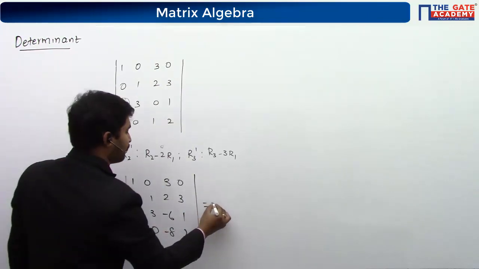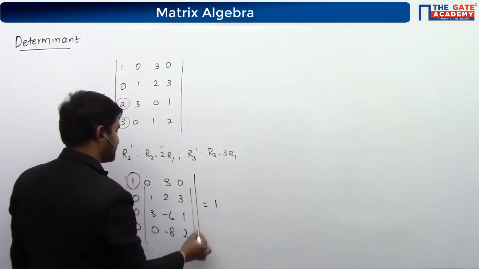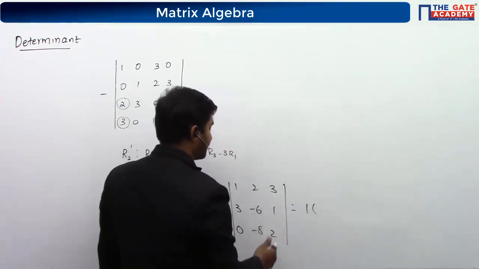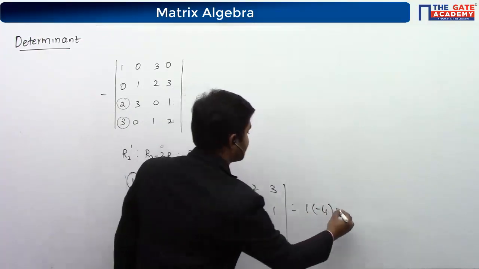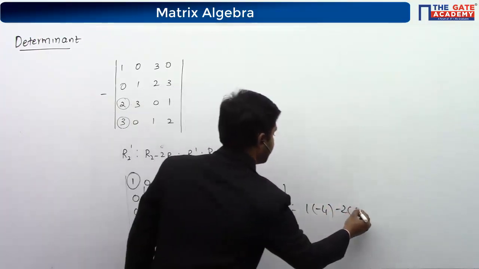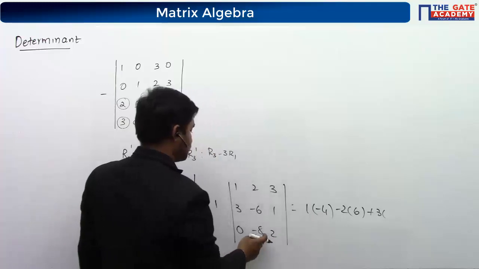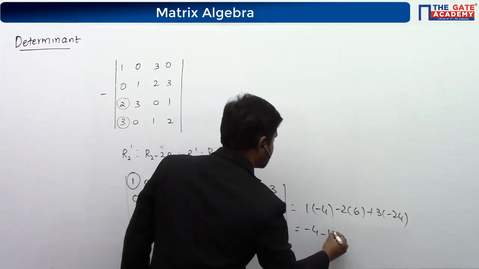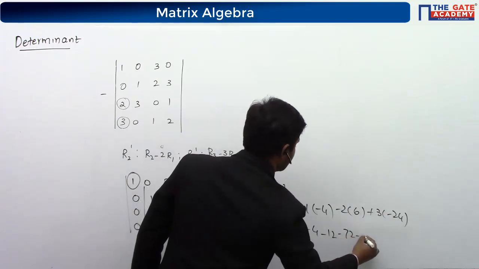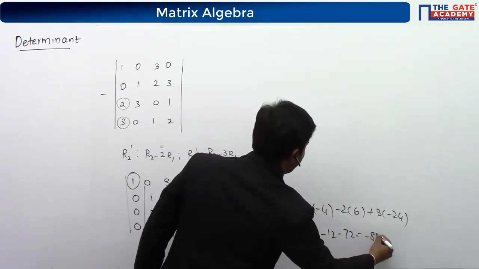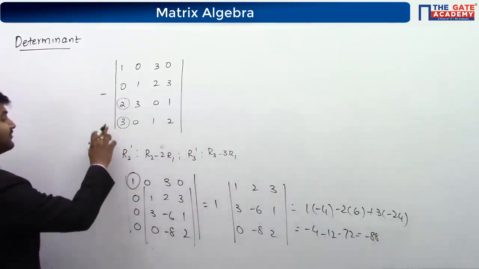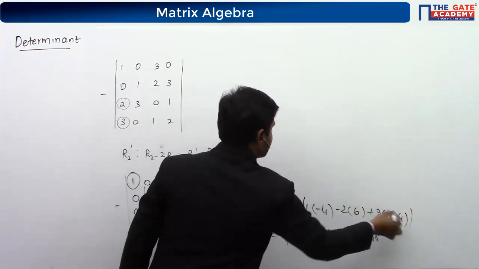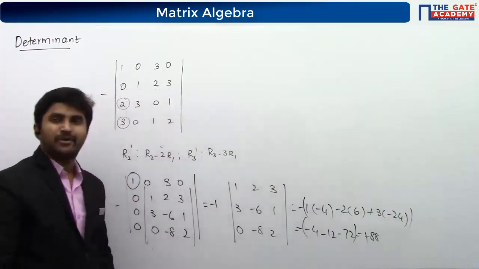which is equal to 1 times the determinant of this element, which is equal to 1 into minus 12 plus 8, which is minus 4, minus 2 into 6 plus 3 into minus 24, which is equal to minus 4, minus 12, minus 72, which is minus 88. And you know, here we haven't taken this minus into consideration. If I take this minus into consideration, minus of this one, it becomes plus 88.